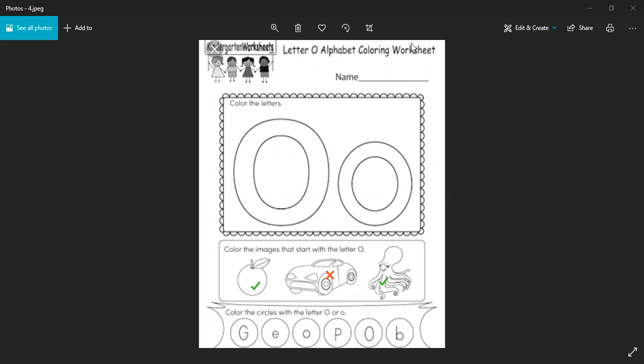Okay. Next, color the circles with the letter O. Where is O here? Capital and small O? Yes. First letter is O? No. That is G. Next letter? E. Next letter? Yes, that is small o. That is P. We should not color that also. Next? O. Yes. Next letter? B. We should not color that also. Okay. Understood? It's clear? Yes.